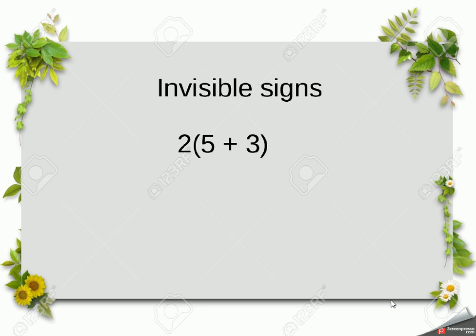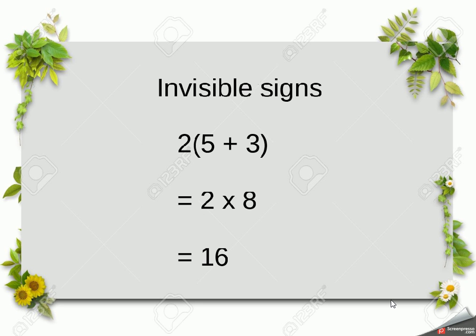Now, there are actually invisible signs in maths, which sometimes makes things a pain, but we have to remember them. With brackets, when a number, or later when you do algebra, a letter, is up against the brackets, it means times. So here we've got 2 bracket 5 plus 3 close bracket. What that actually means is there's a times sign between the 2 and the bracket. So we're multiplying whatever's in the brackets by 2.